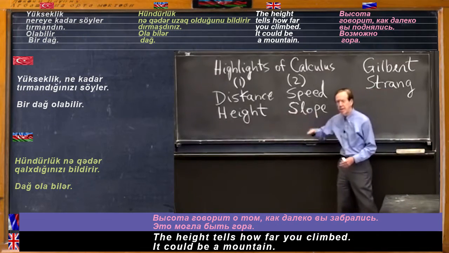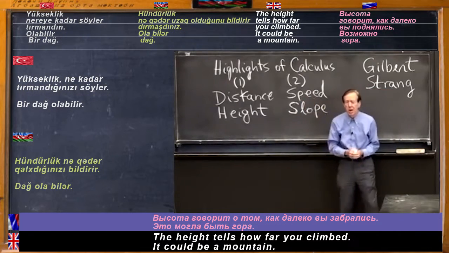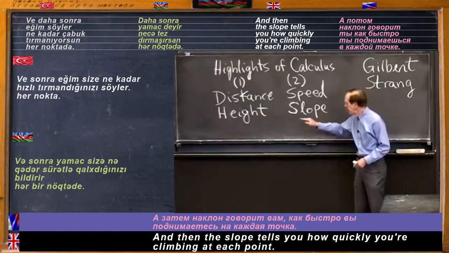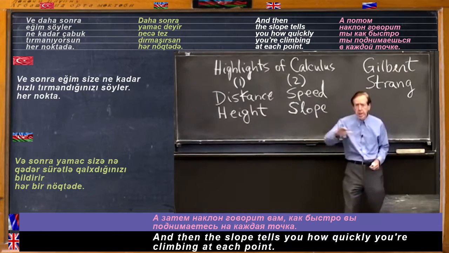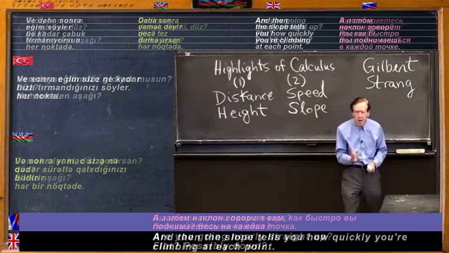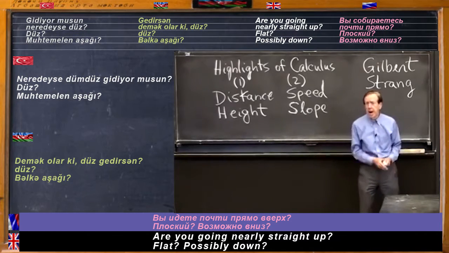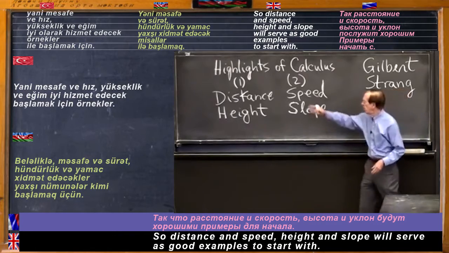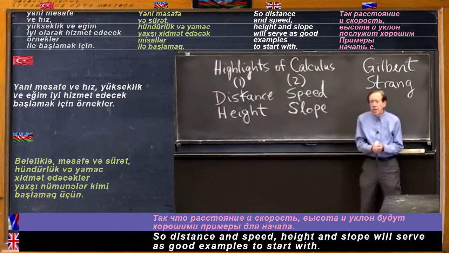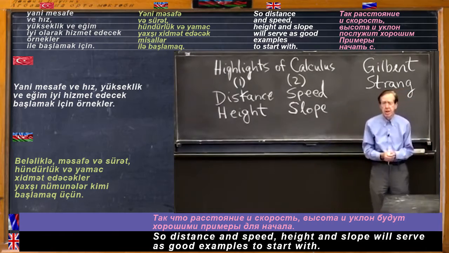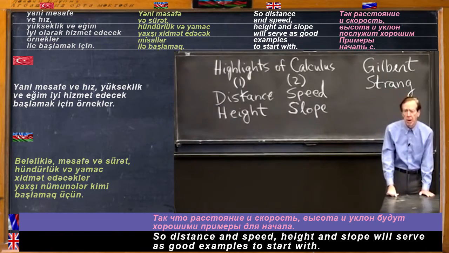The height tells how far you climbed. It could be a mountain. And then the slope tells you how quickly you're climbing. At each point, are you going nearly straight up, flat, possibly down? So distance and speed, height and slope will serve as good examples to start with.